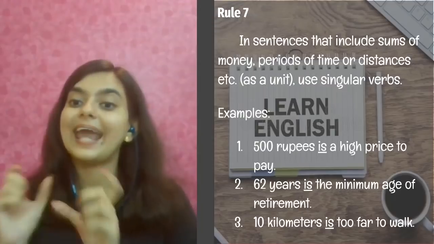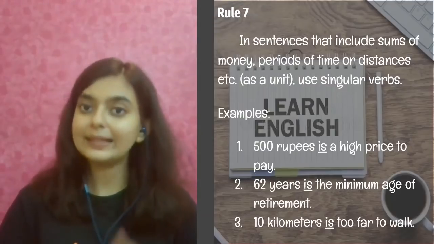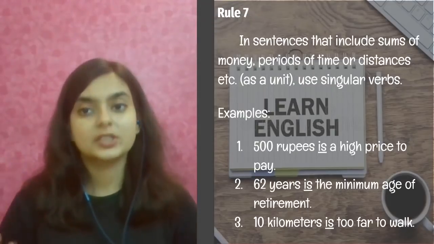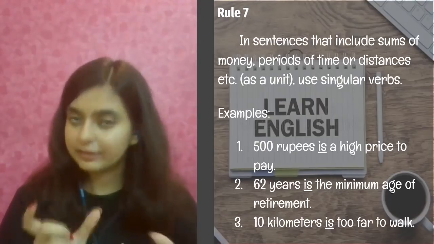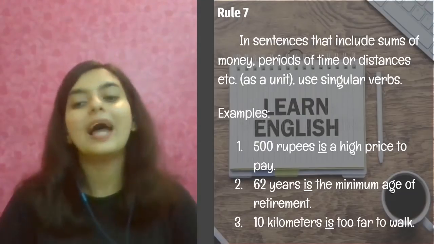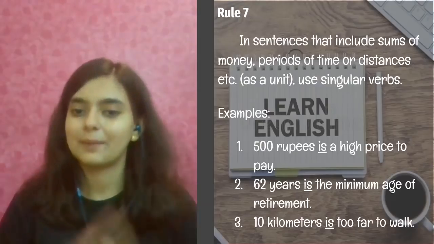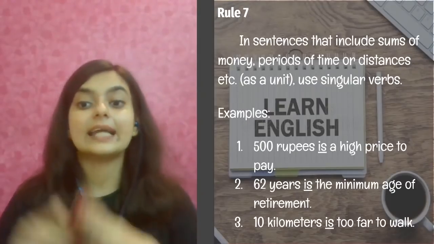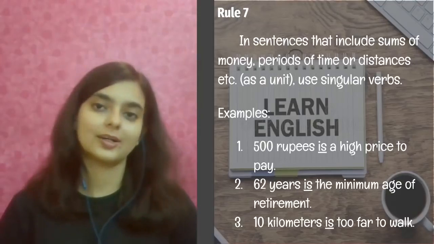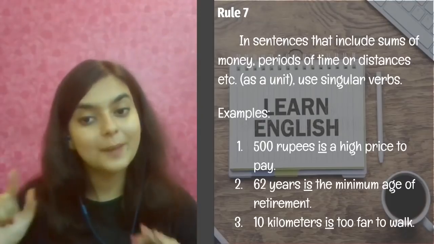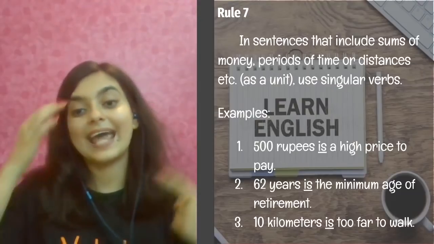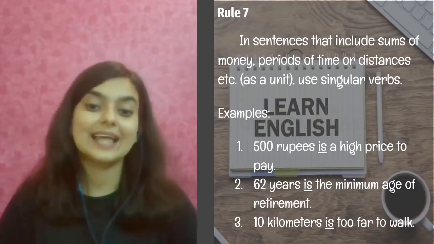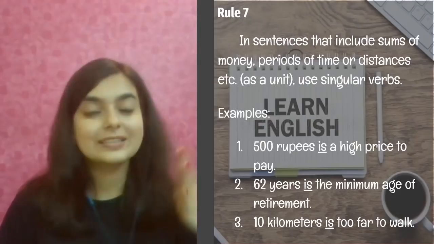62 years is the minimum age of retirement. Again, you are using an age or period of time, so there also you will use a singular verb. 10 kilometers is too far to walk. So don't be confused by the S, okay? Since rupees has an S, years also has an S, and kilometers also has an S.